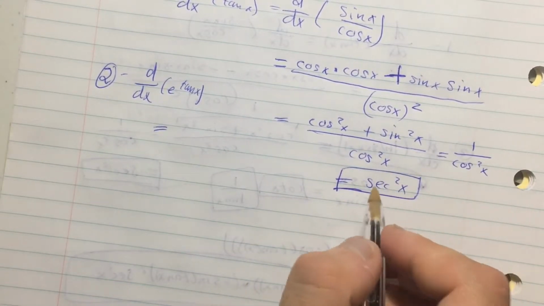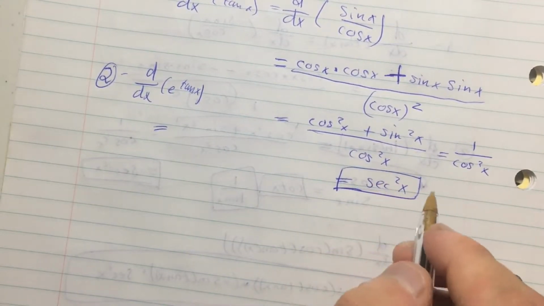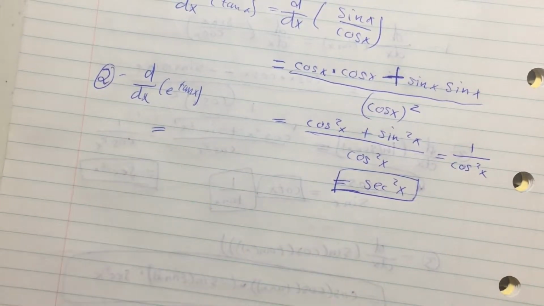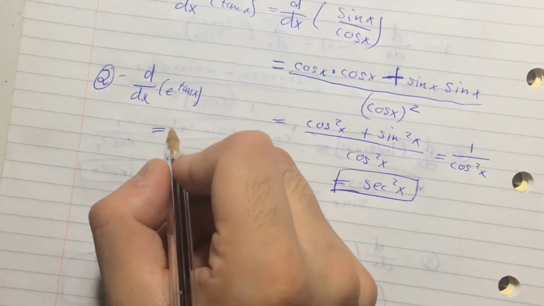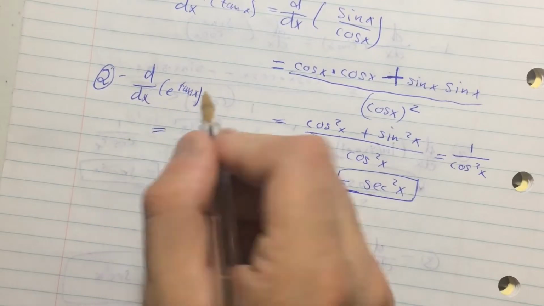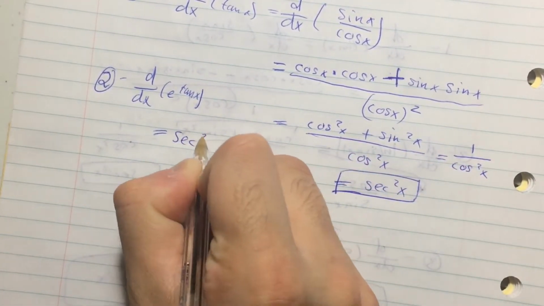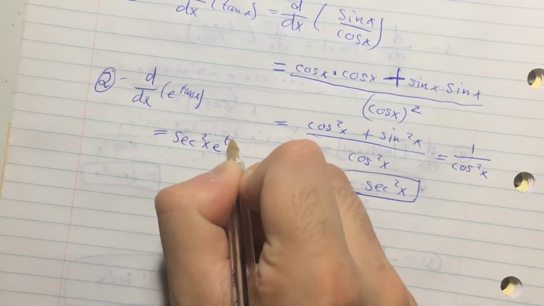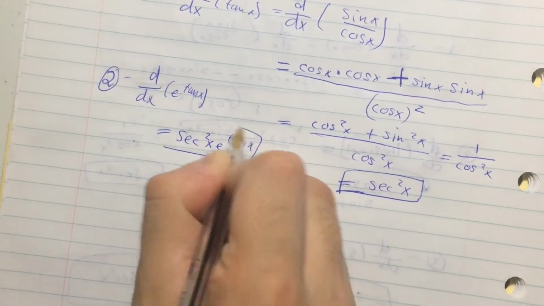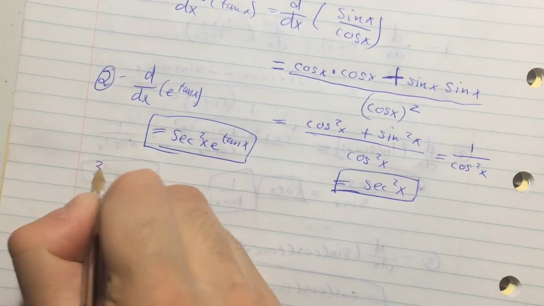This is secant, by the way. SEC is short for secant. So what we do is we take the derivative of the top and we multiply it by the original exponential function. So it's literally just secant squared of x e to the tangent of x. And that's our final answer. So now let's do number 3.